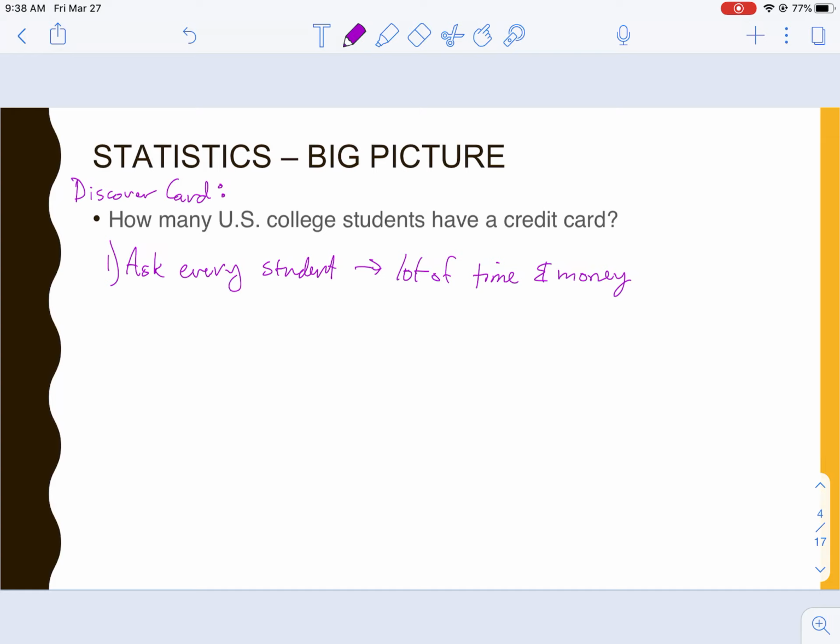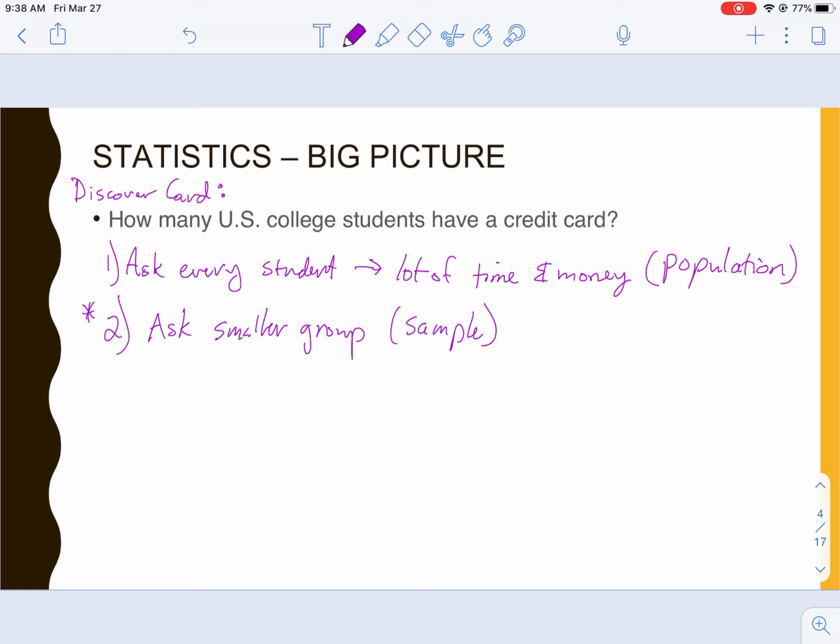So the big idea of statistics is instead of asking everyone, we're going to ask a smaller group, which we call a sample. Up here, this is called the population. If we ask everyone, that's the population. If we just ask a smaller group, that's the sample. And then we take what we learn about the sample and we apply it to the population.